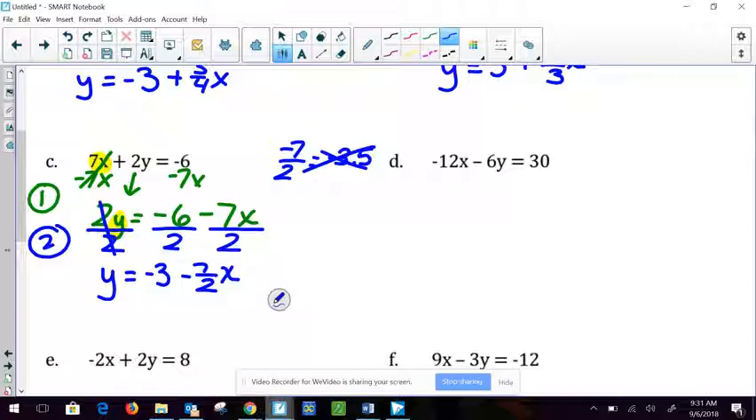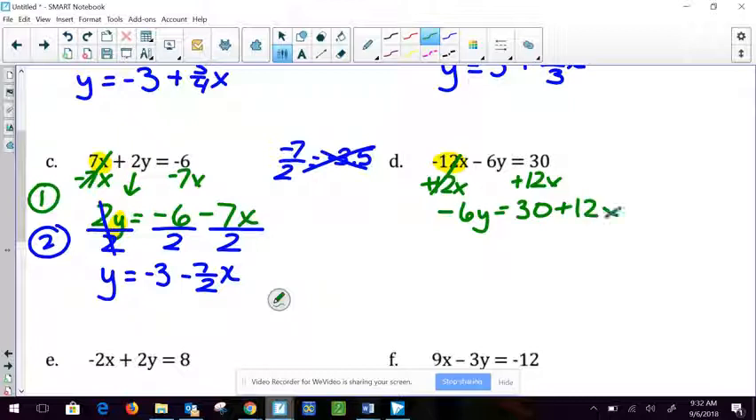So looking at letter D, starting with step 1, remember, we need to move over that negative 12x. There's my negative 12x. So how do I move over a negative? Go ahead and take a moment and think about it and write it down. So for step 1, when you added that 12x over, did you get negative 6y equals 30 plus 12x? Fantastic! You're on fire today.